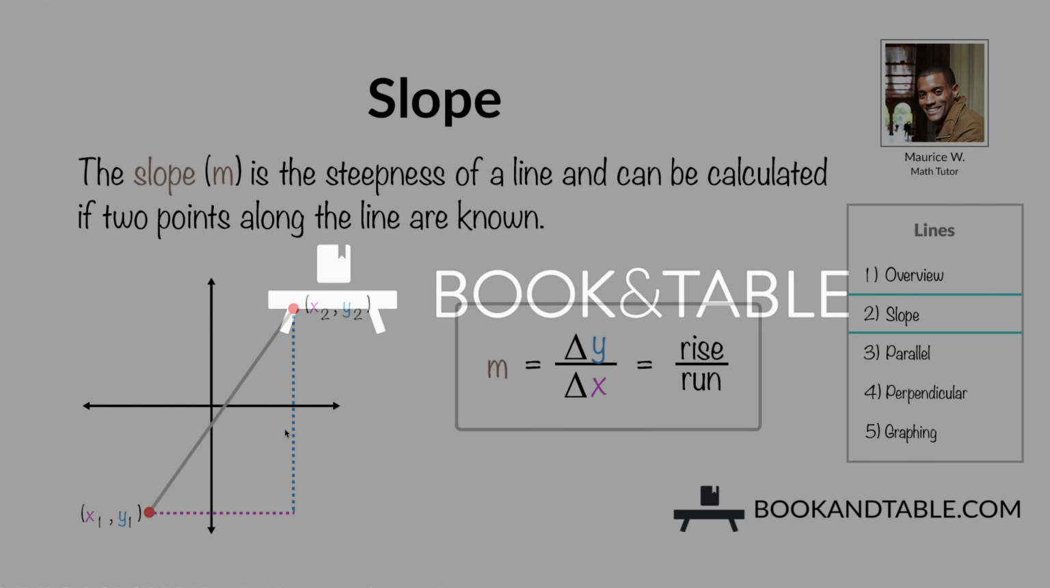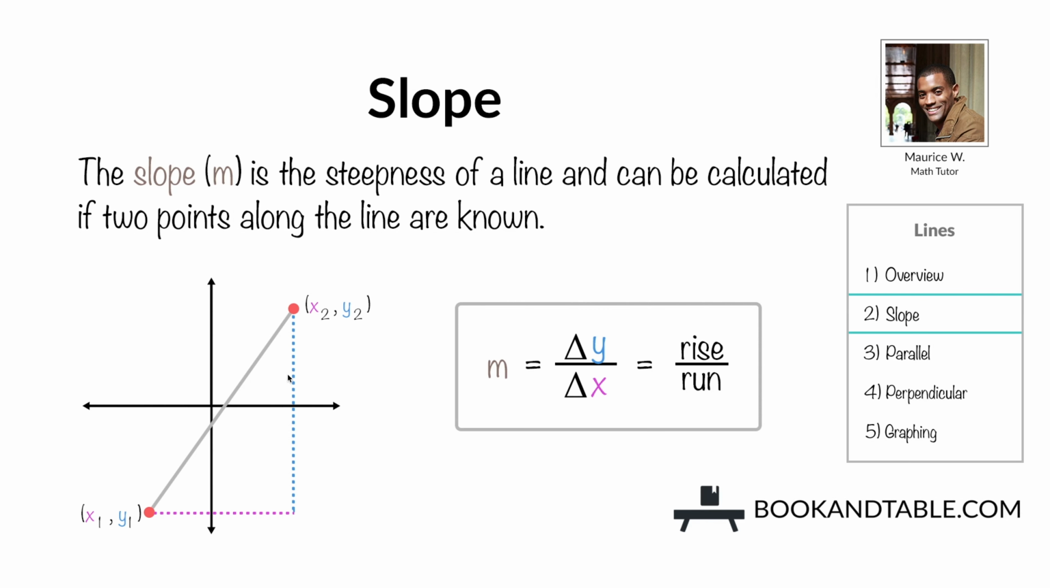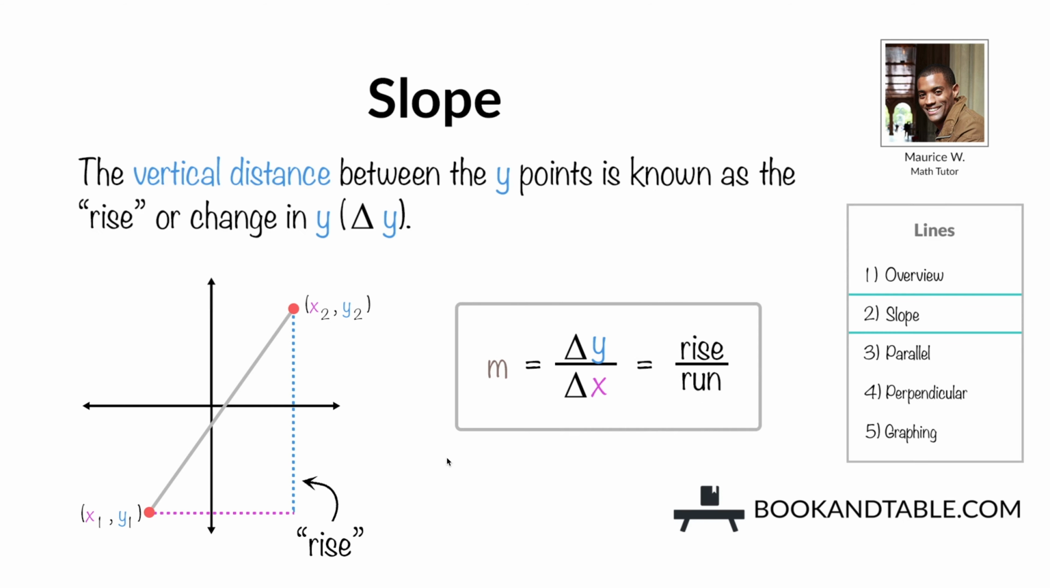The slope is the steepness of a line and can be calculated if 2 points along the line are known. So the slope is equal to the change in y over the change in x, which is commonly known also as rise over run. So what does that mean?